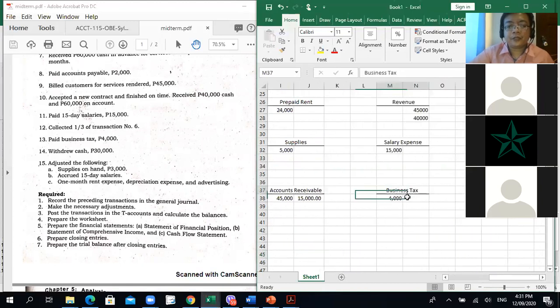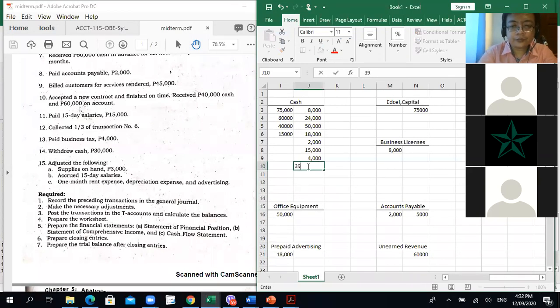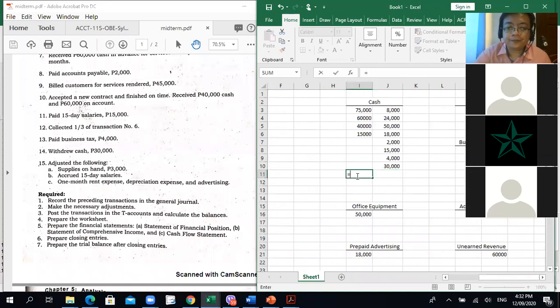So, you have here, Edsel drawing of 30,000. And, of course, cash of 30,000 here. Alright, so we are done with posting in your ledger. Later, we will discuss this. Okay, later na to, ha? What you will do is to get the balance of it. Alright. 75 plus 60 plus 40 plus 15 minus 8 minus 24 minus here.